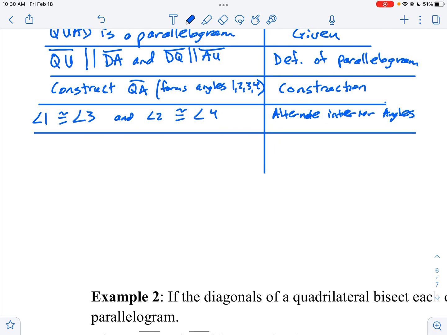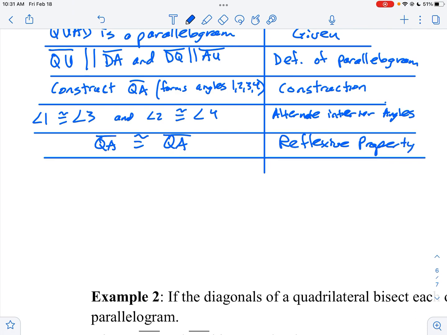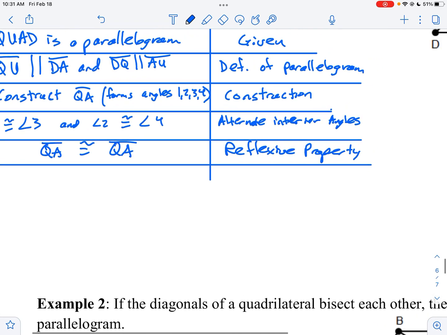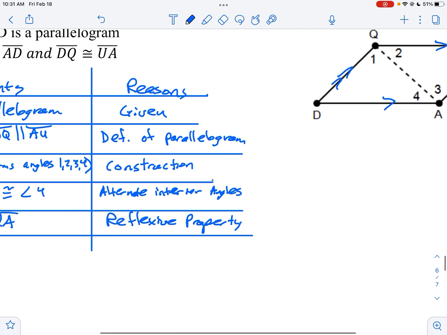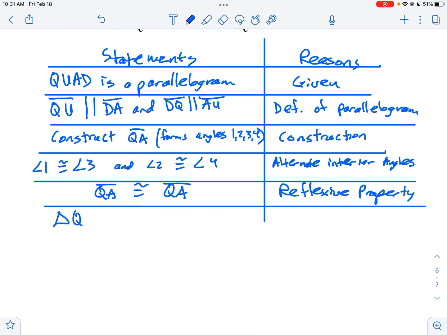Draw that across there. We got another line coming up, which is QA is congruent to itself, and that's reflexive property. And now we have 3 pairs of things congruent, so we can say this triangle here is congruent to that one. See, so that's QDA, AUQ, QDA congruent to triangle AUQ. And that was angle, side, angle.